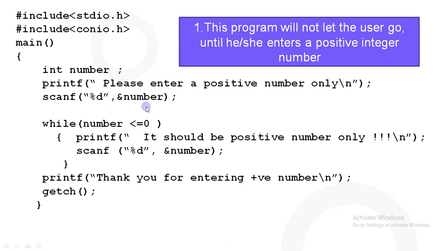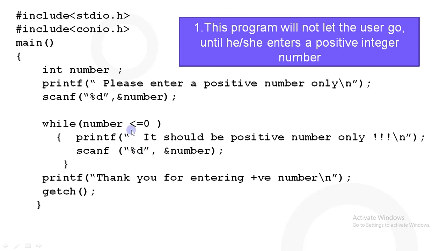Let us say he enters a negative number or 0. Then it will be questioned here. While number is less than or equal to 0, since it is negative, it is less than 0, therefore this will be executed once again. It should be a positive number only. There is a guidance message that comes through. Then the user may enter a negative number again. Once again this loop will continue to iterate over time, and it will never let the user leave until he or she enters a positive number.